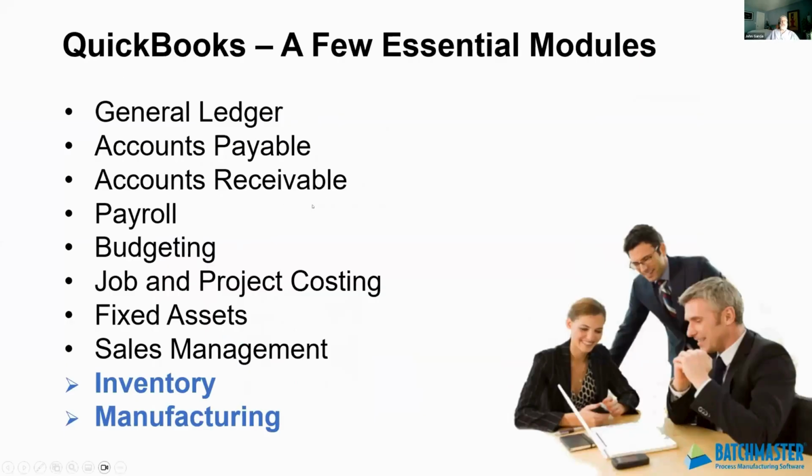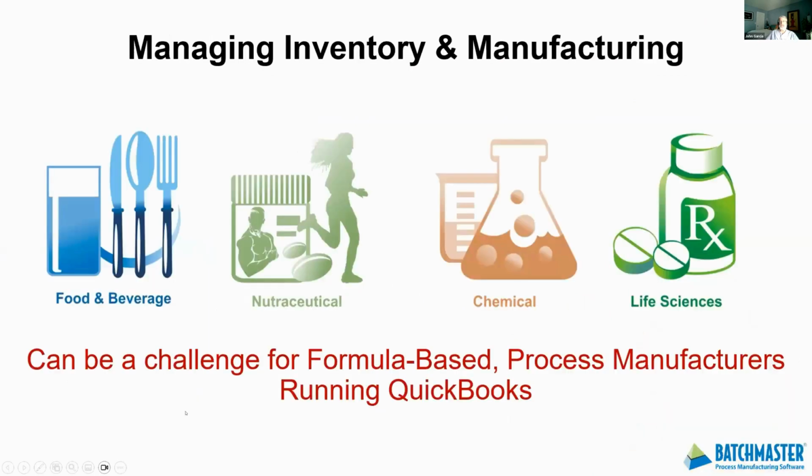There we go. So we all know QuickBooks. We all know the modules. The ones that I care about that are different for BatchMaster Manufacturing is bringing advanced functionality to inventory and manufacturing. The folks that we address are those manufacturers in the food and bev, nutraceutical, chemical, and life science industries. So if you work with any manufacturer in these industries, you have an opportunity to help BatchMaster sell BatchMaster Manufacturing to these QuickBooks clients.